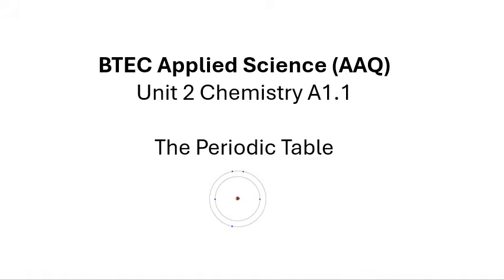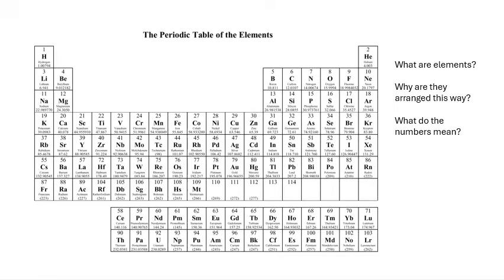Yay! So, Unit 2, which is chemistry, and this video is about the periodic table. So we're really going to dig into the basics, the stuff that you should really know from GCSE, but don't worry, it's going to get a bit fruitier later on. Here we go. So that's the periodic table, the periodic table of the elements.